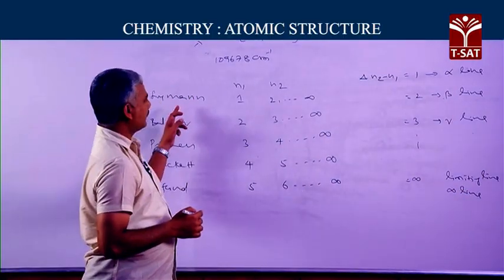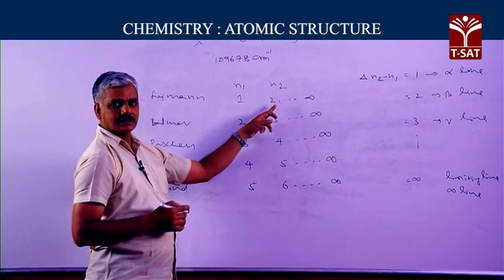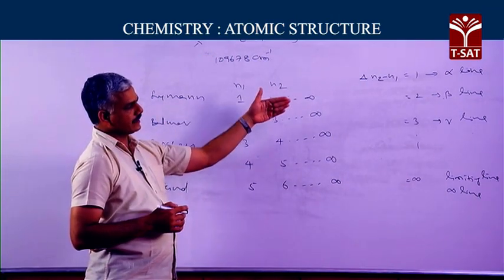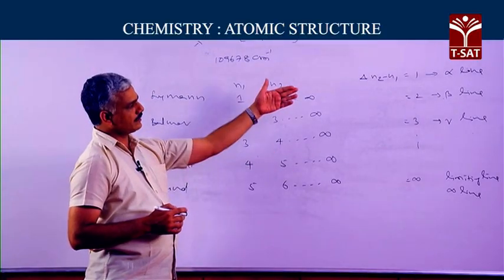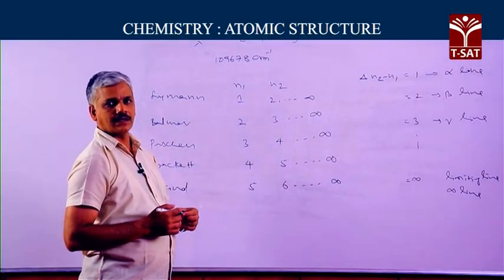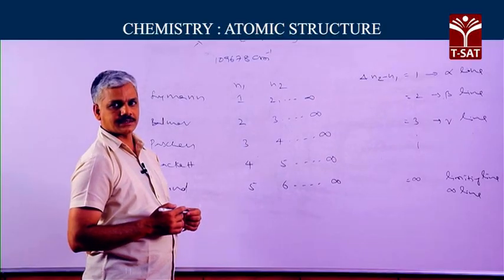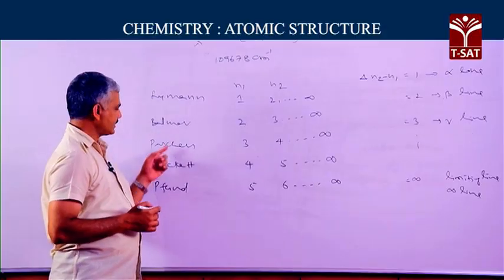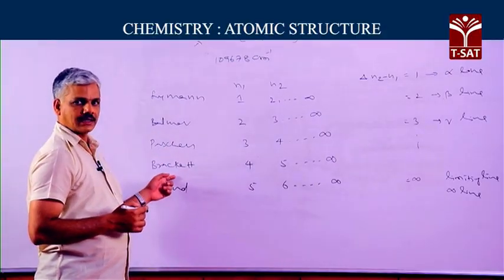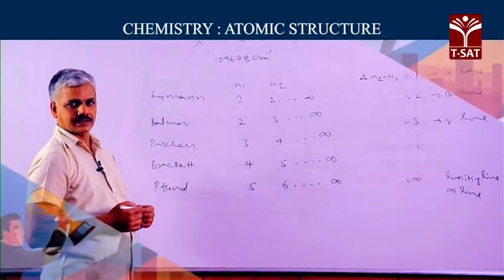So, in Lyman series, you can name the spectral lines as first line, second line, third line, up to infinite line, or you can make use of the Greek alphabets alpha, beta, gamma, etc. up to infinity. Similarly, in Balmer series, Paschen series, Brackett series and Pfund series.